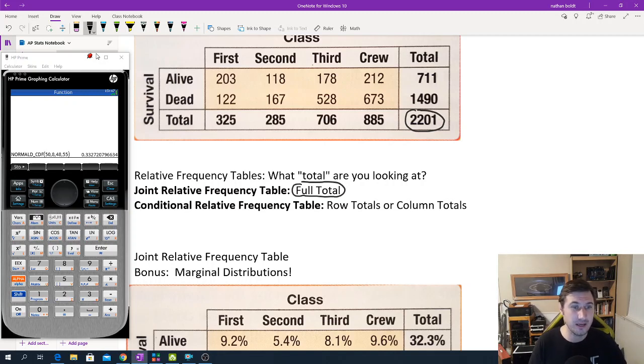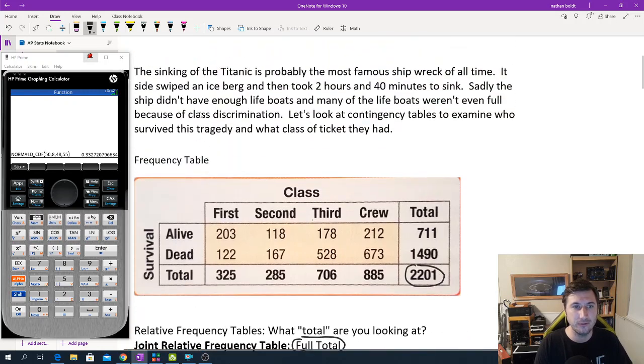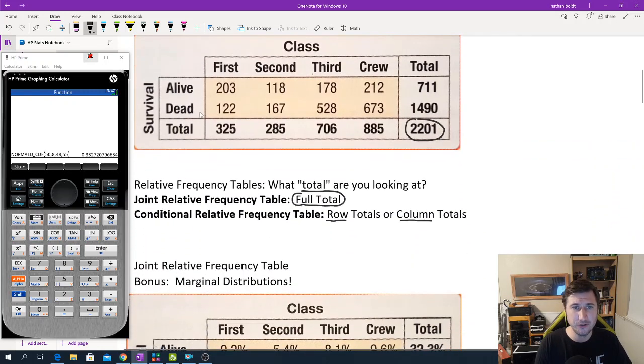The other type we have are conditional relative frequency tables. That is where you don't use the 2,201. You either use the rows or the column totals to make your percents. All right, so first let's do the joint and then we'll do the conditional. The conditional is definitely the more complicated of the two. So first the joint. How are we going to figure out what these percents are and where they go?